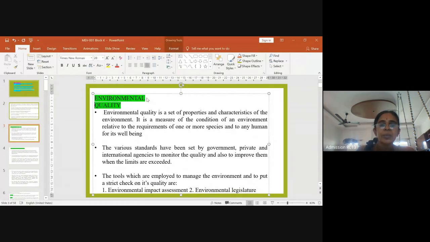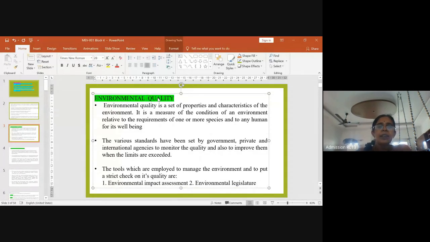Similar to the quality of other non-living elements, environmental quality means a set of properties and characteristics of the environment. It measures the conditions of the environment relative to the requirements of one or more species, or to the wellness of human beings. Various standards have been set by the government, private and international agencies to monitor the quality and to improve it when the limits are exceeded.